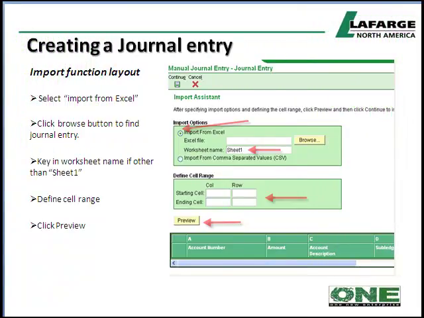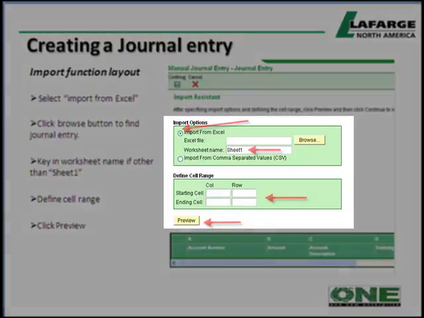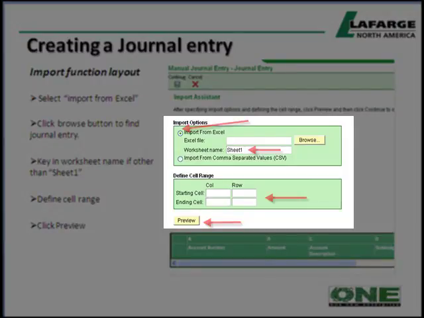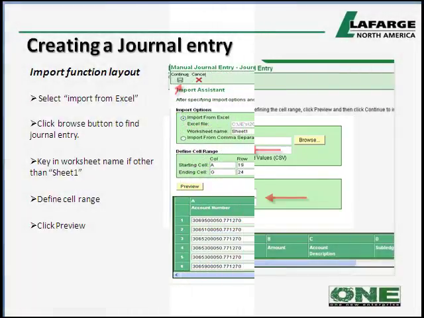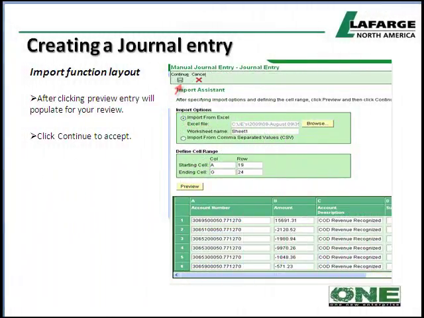If you wish to import a journal entry, this slide will cover the import function layout. Select Import from Excel. From here, click the Browse button to find your journal entry. Key in the worksheet name if other than Sheet 1. Define your cell range, and then click Preview. After clicking Preview, your entry will populate for your review. Click Continue to accept.